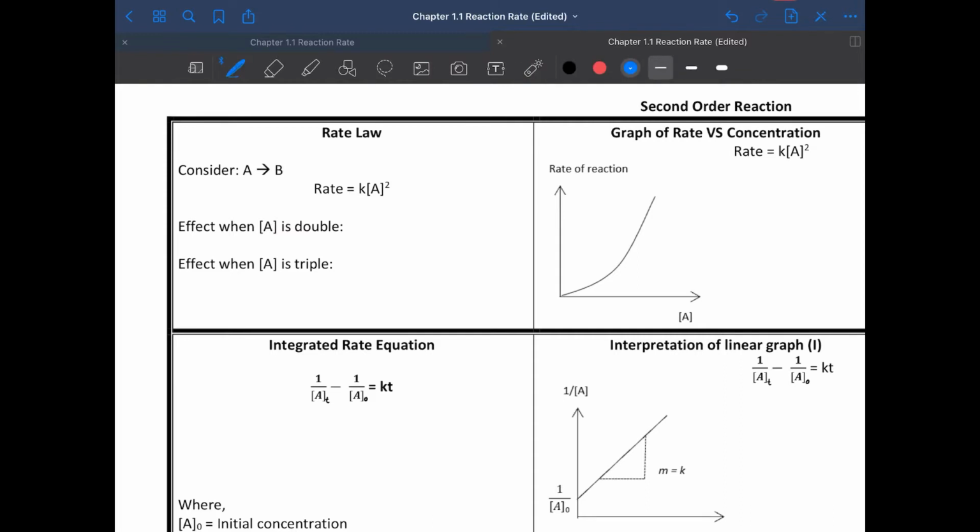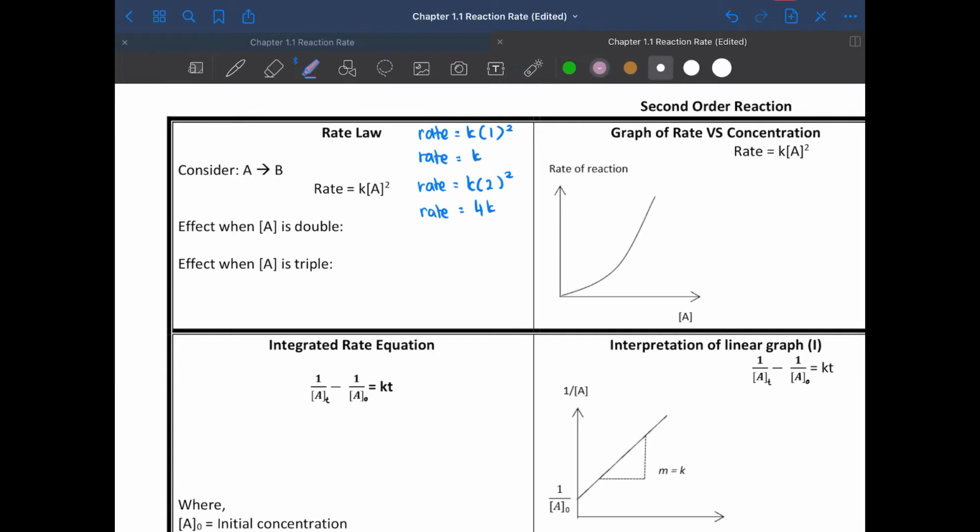Okay, so ini we can use the same situation as previous example. So, let's say initially the concentration of A is 1 molar. So, rate will equal to K. Okay. Tapi kalau we double the concentration, now the concentration become 2 molar. So 2 to the power of 2 is equal to 4. So rate equal to 4K.